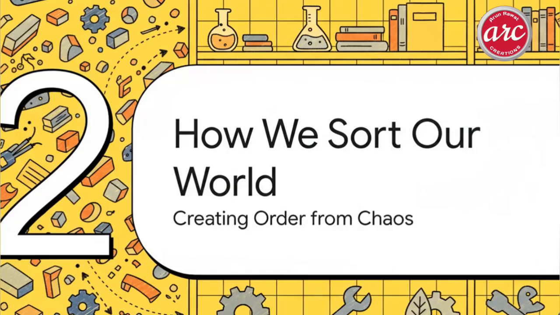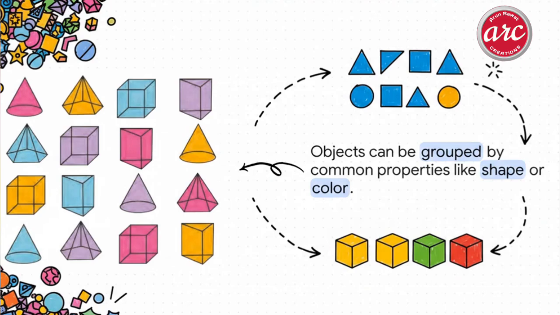Okay, so everything is made of materials. Got it. But there are so many different kinds. How do we even begin to organize them? Well, the answer lies in a really powerful process that, honestly, we all use every single day, probably without even thinking about it. Imagine you're faced with this jumble of objects. How would you bring some order to the chaos?